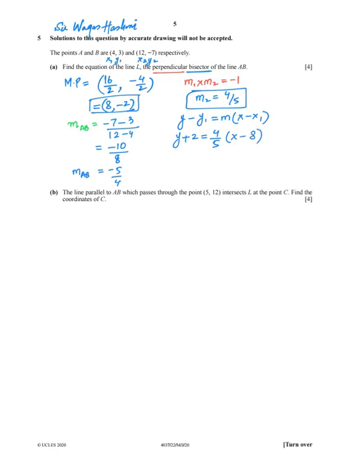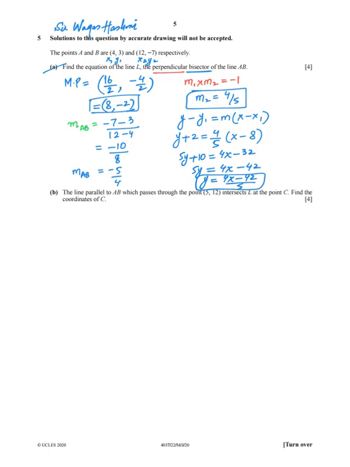Alright, so I can cross multiply here. So 5y plus 10 equals 4x minus 8 fours are 32, and now it's 5y equals 4x minus 32 minus 10, which leads to minus 42. And if you make y the subject, y equals (4x minus 42) divided by 5. So that is your equation of the perpendicular bisector, part A answer.